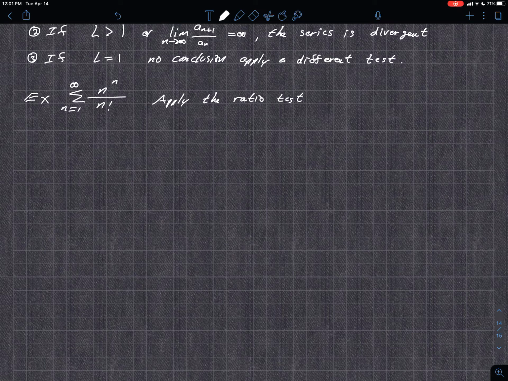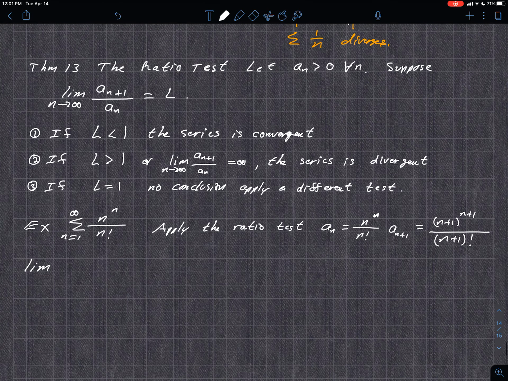So what you need to look at is your a sub n, which is n to the n over n factorial. So a sub n plus 1, you replace n with n plus 1 everywhere you see it. So that's n plus 1 raised to the n plus 1 over n plus 1 factorial. And then you're going to take the limit of that ratio. Basically you've got to simplify a bunch. All right, so let's take a look at the limit.